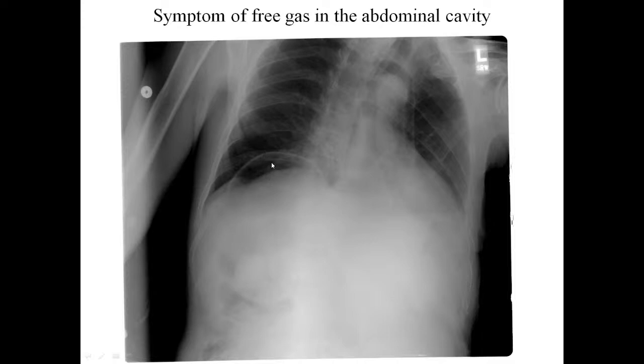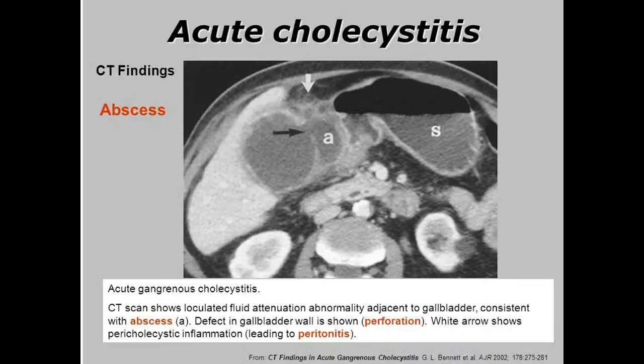We can use the upright X-ray when the patient stands in front of the X-ray machine. Students, the next acute abdomen disease is acute cholecystitis.